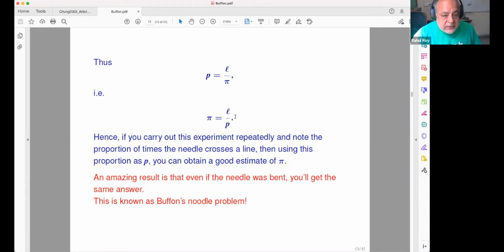Okay. So in other words, from this, we can have an estimate of P by doing this experiment repeatedly. And now, if we put that estimate in this equation, pi equal to L over P, we know L, we estimate P, and then we can get a good estimate of pi. So this is a statistical way of getting a good estimate of pi.